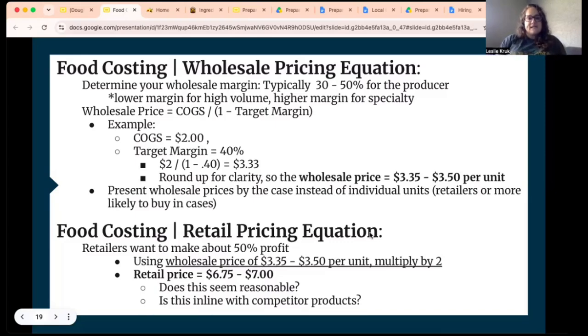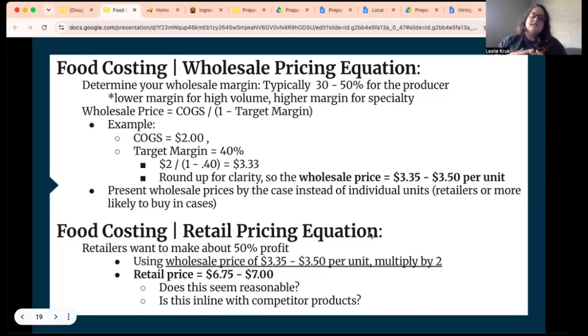You can do a similar calculation to figure out retail pricing. In this circumstance, retailers are the ones that want to make about a 50% profit. So if you already are starting with your wholesale price, you know that 30 to 50% margin was padded in for your benefit. That's what you make off of selling at wholesale. But now to sell at retail, we want that retailer to make money and make it an incentive for them to sell your products on your behalf. So utilizing the $3.35 to $3.50 per unit with a 50% profit, we're just going to multiply that by 2. So now the retail price of that item could be sold at $6.75 to $7.